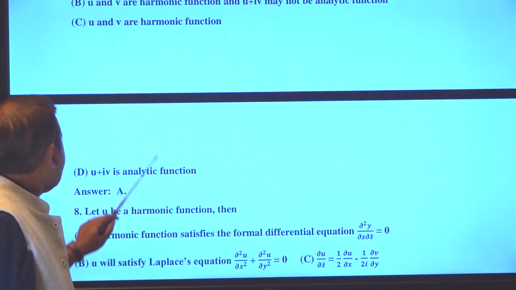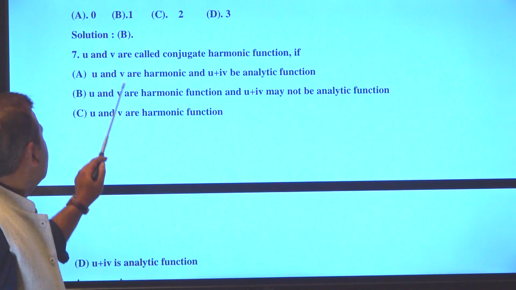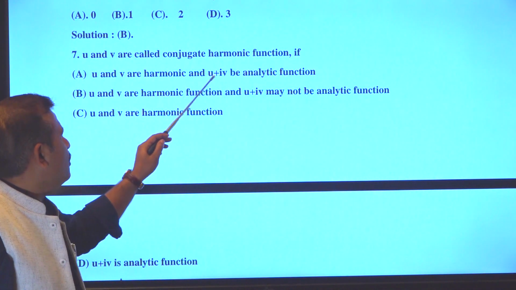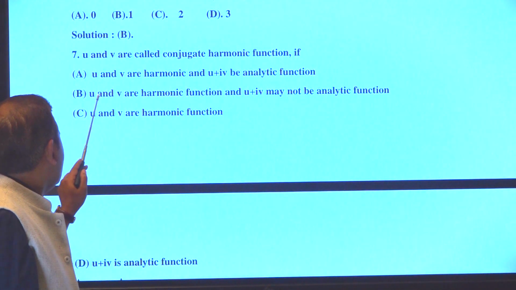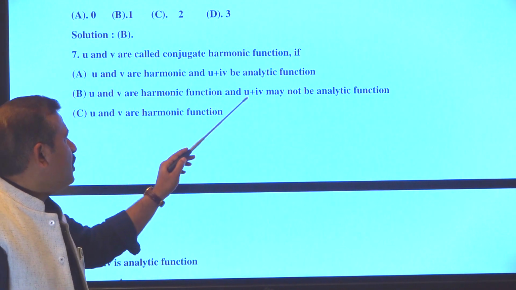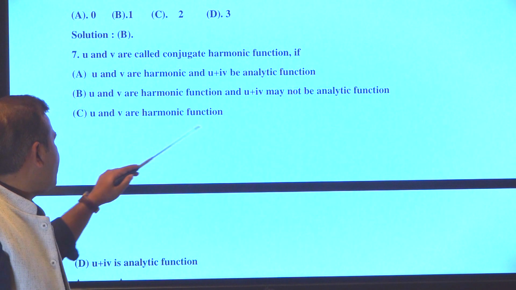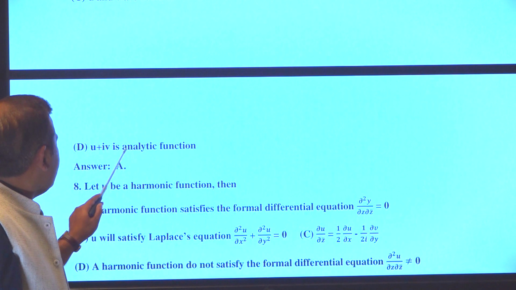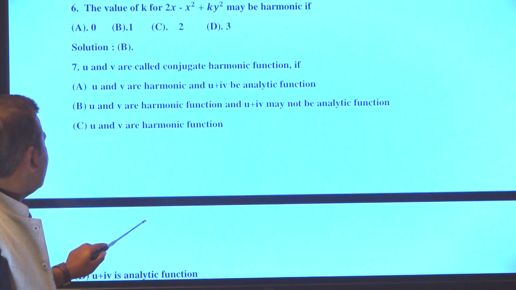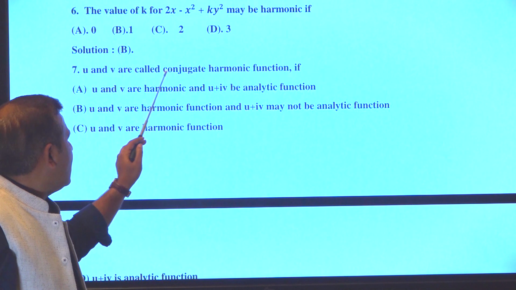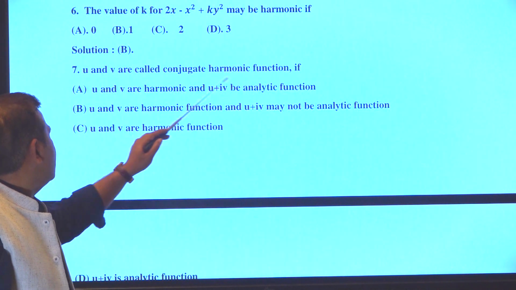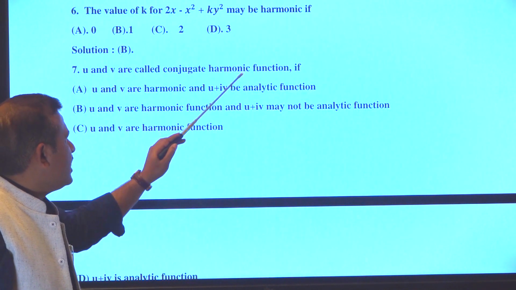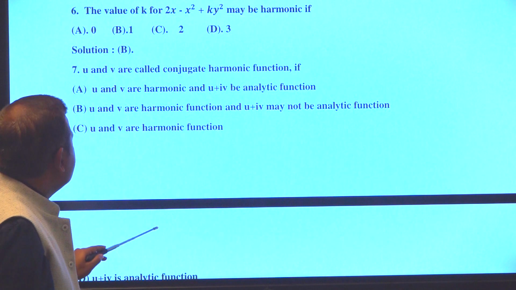Now, u and v are called harmonic conjugate functions if they are harmonic and u plus iv is an analytic function. The options: u and v are harmonic functions and u plus iv may not be analytic; u and v are harmonic functions and u plus iv is analytic. So only option A is correct. U and v are called conjugate harmonic functions, meaning u and v are harmonic functions and u plus iv is analytic. This is the format of harmonic functions.